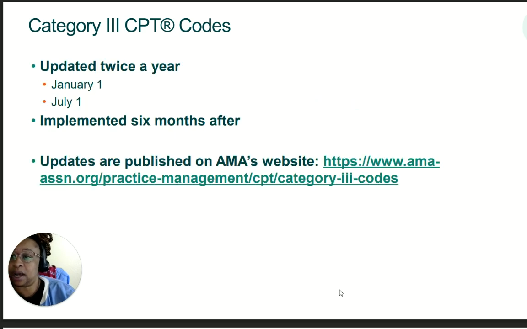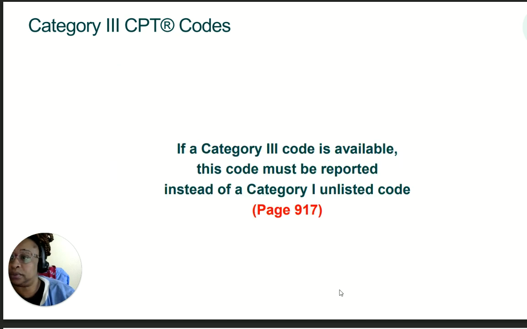Category 3 codes are updated twice a year, January 1st and July 1st. They are implemented 6 months after. Any updates and publishing can be found on the AMA website listed. If a Category 3 code is available, this code must be reported instead of a Category 1 unlisted code. Example on page 917 in your CPT book.